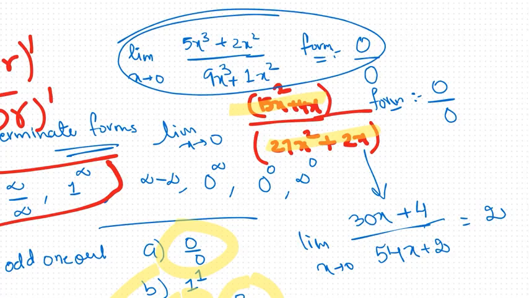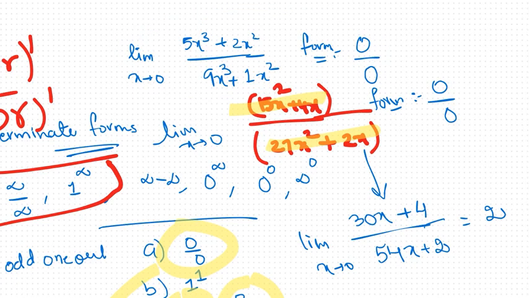Same process. If needed, you have to perform it for the second time, like that, until we get the answer. Until we get some small number answer, 0 to something, 5.